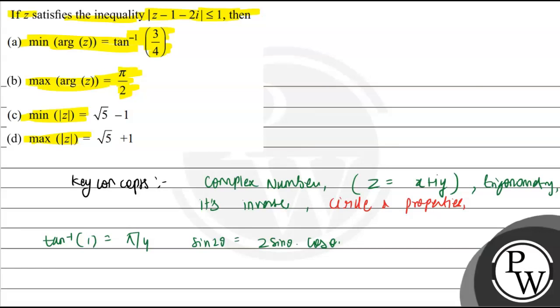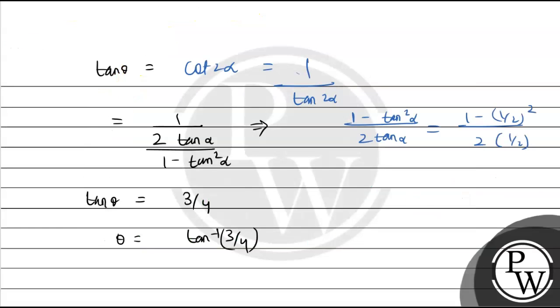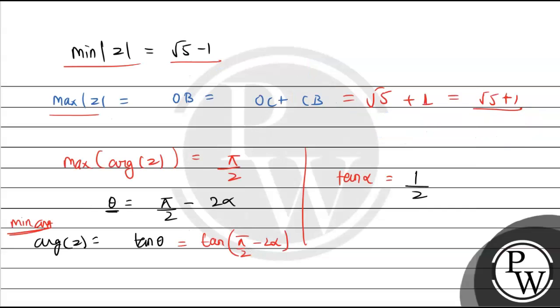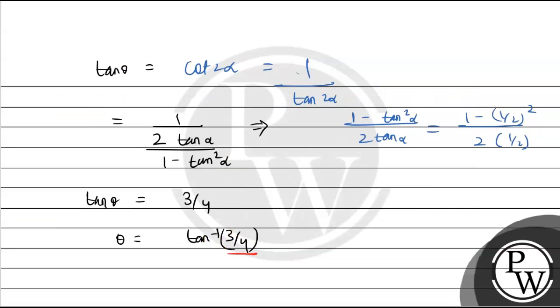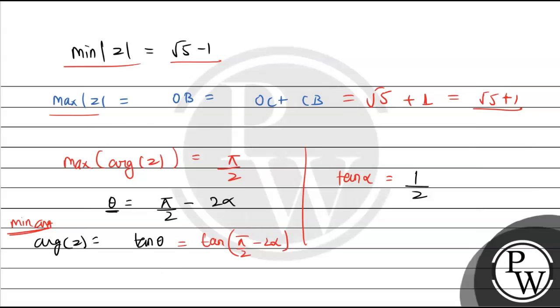Okay. Now let's come to our options. So here we can see that the minimum argument of z is tan inverse 3 by 4, and what we have got, we have also got the same thing. For minimum we are getting tan inverse 3 by 4, right? We were finding the minimum argument with the tan theta. So here theta is the minimum argument. So we can write it here: minimum argument of z is tan inverse 3 by 4. And similarly, the maximum argument is pi by 2.